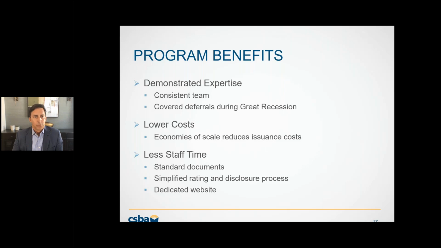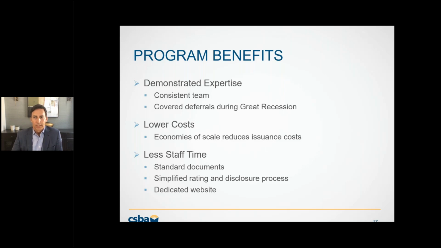And then kind of the benefits of the pool are lower costs. So if you look at doing a TRAN on your own, you're probably looking at costs that could be anywhere from 2 to 3 times as high as doing a TRAN through a pool for kind of the average school district. We then try to make the program easier for staff. We have standardized documents, the process with the rating agencies, and the disclosure to the investment community, that official statement that you may be familiar with if you've issued bonds or certificates of participation. That's a very simplified process.